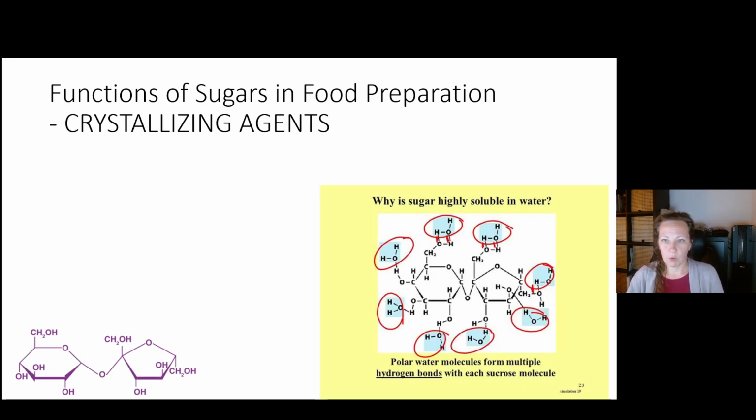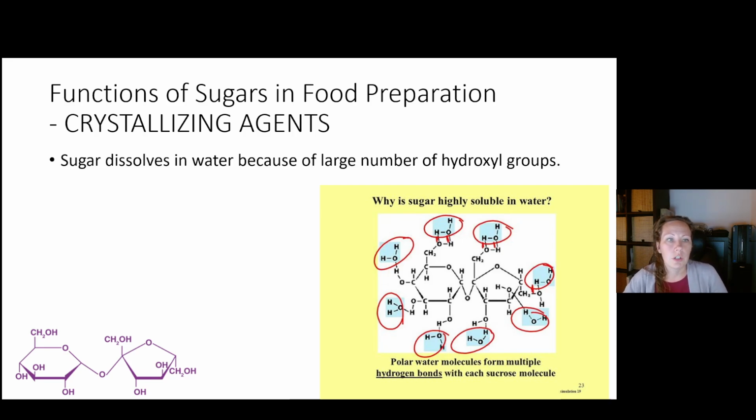Okay, so now the fourth function is a crystallizing agent, and we're going to spend a lot of time on this one. So the fourth one is not the last one, but we are going to spend quite a bit of time on it, so much so that when I get back to functions, you're going to kind of have to be like, okay, where am I again? Just a warning, crystallizing agents is a long section, but it's still in a list of functions.